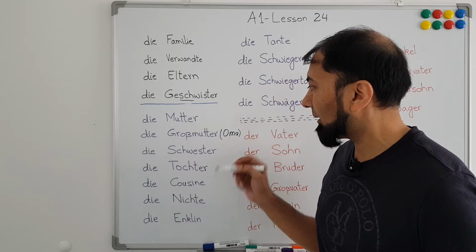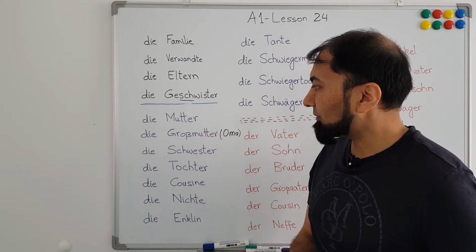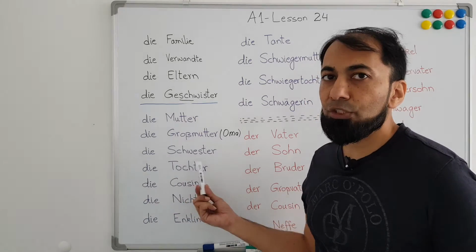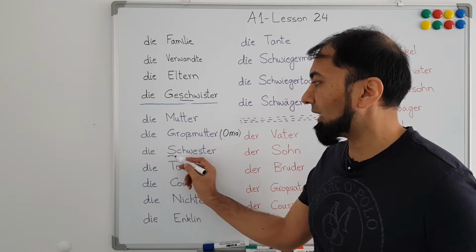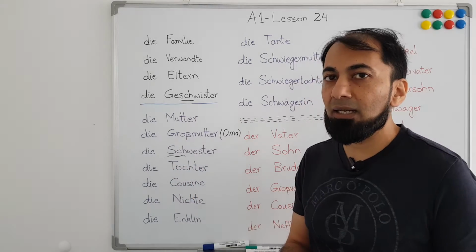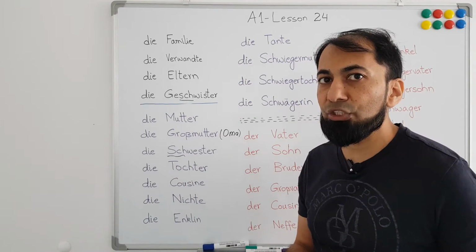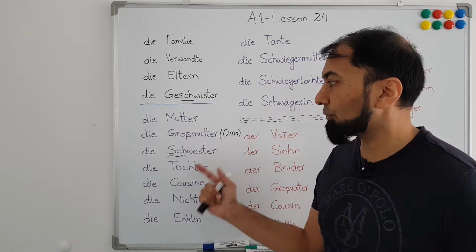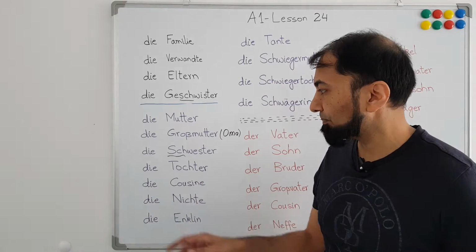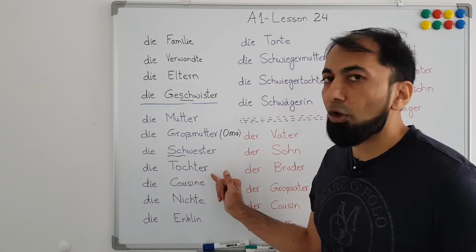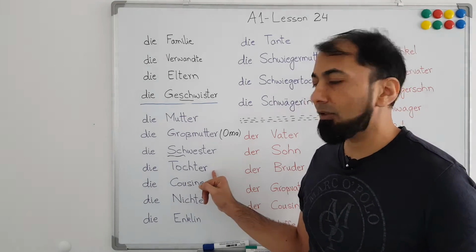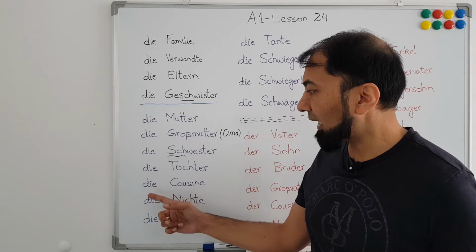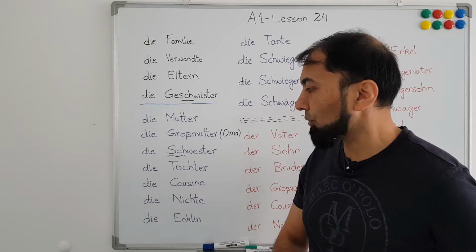O-M-A, Oma. Next we have die Schwester. Schwester. Again you see that this combination is appearing. SCH. It will produce a sound like sh. Schwester. Schwester means sister. Die Tochter. Tochter means daughter. Then we have die Cousine.